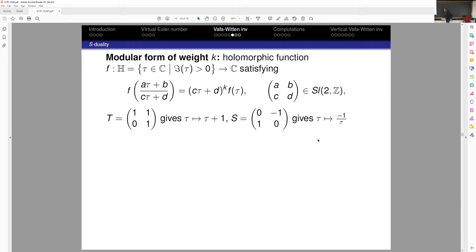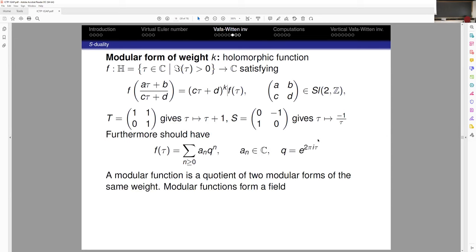SL2Z is basically generated by two elements. One is T, which sends tau to tau plus one. This invariance property then says that f of tau must be equal to f of tau plus one, so it's a periodic function. The other generator is S, which sends tau to minus one over tau. If you have a function that is periodic with period one, it has a Fourier expansion: f of tau can be written as a sum over all n in Z of a_n q to the n, with a_n numbers and q equal to e to the 2 pi i tau. But we in addition require that the only non-zero coefficients are for positive n. Okay.